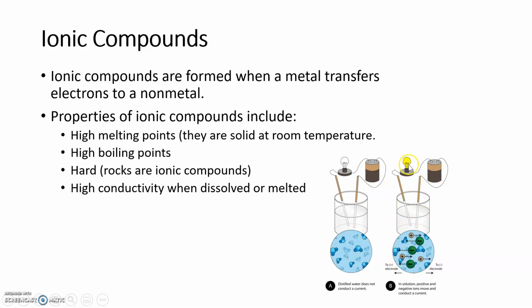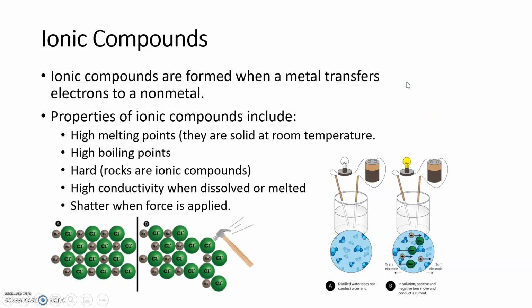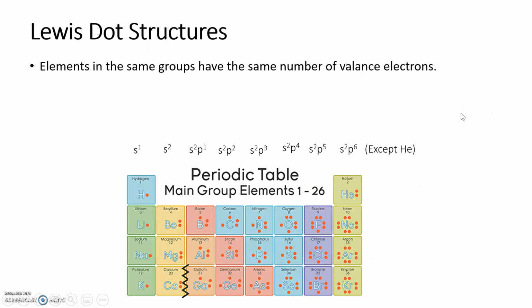We always show that with a light bulb. Light bulb's off in plain water, but you throw some salt in there, and those two nodes will pass electricity through the dissolved salts, and you'll have the light bulb turn on. And also, ionic compounds will shatter when force is applied. So you see an ionic compound here, and if you hit it with a hammer, it's going to break and crumble and fall apart.